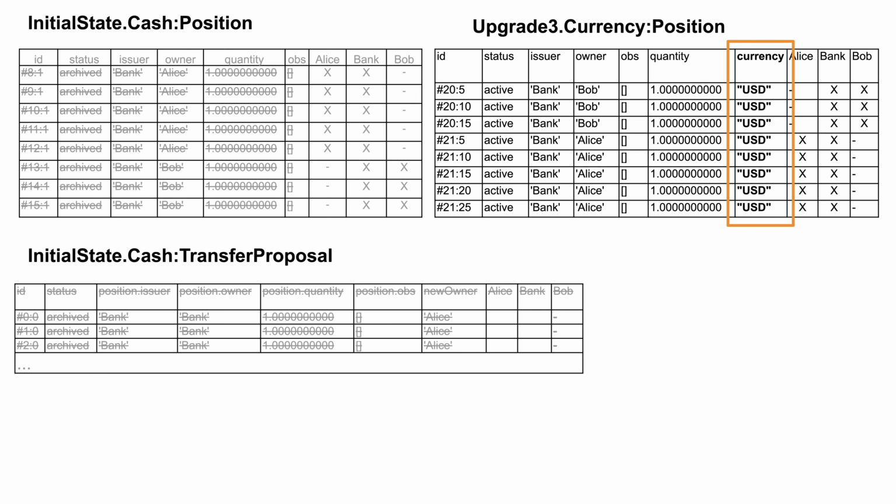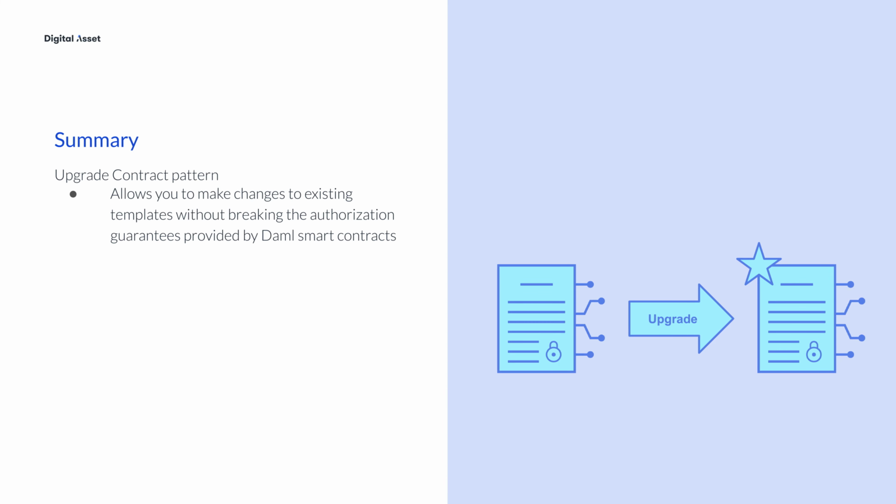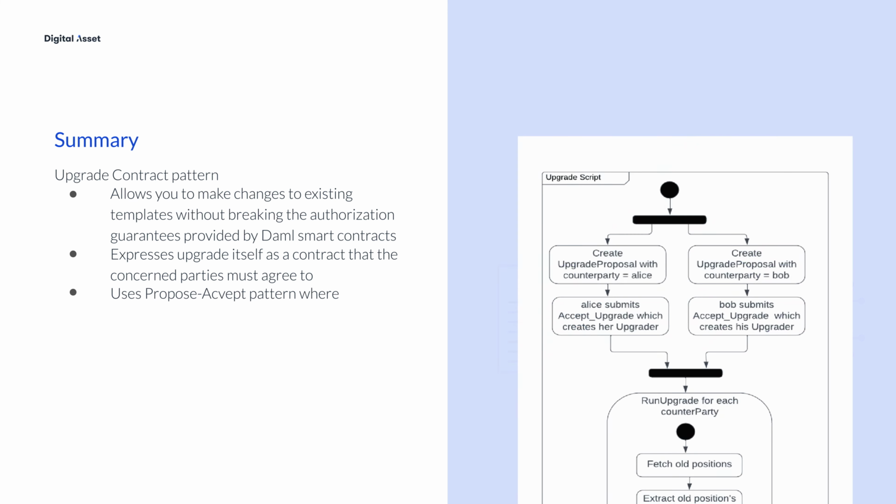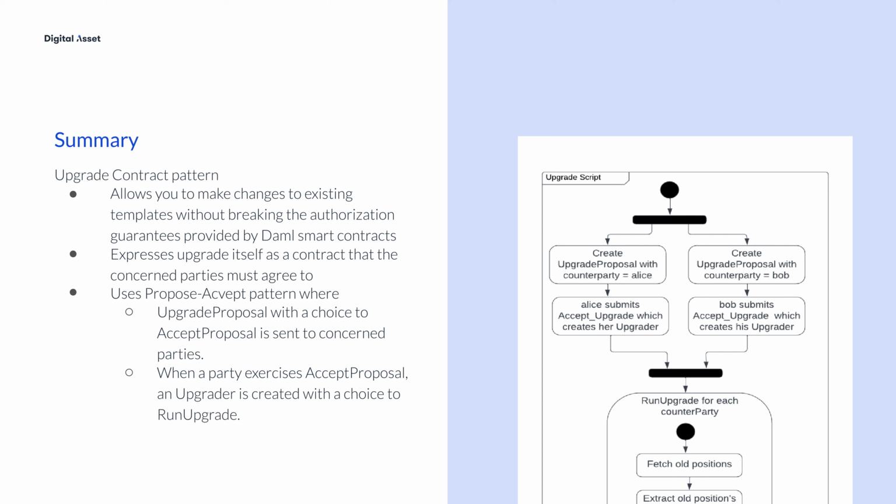Let us summarize. The upgrade contract pattern provides a way to change existing templates without breaking the authorization guarantees. Instead of treating a change to a template as just a software update, it treats the upgrade itself as a contract to which all concerned parties must agree. In this pattern, there is an upgrade proposal with a choice to accept the proposal for the concerned parties. When a party accepts the proposal, an upgrader contract is created that has a Run Upgrade choice that is then exercised by the party making the changes.